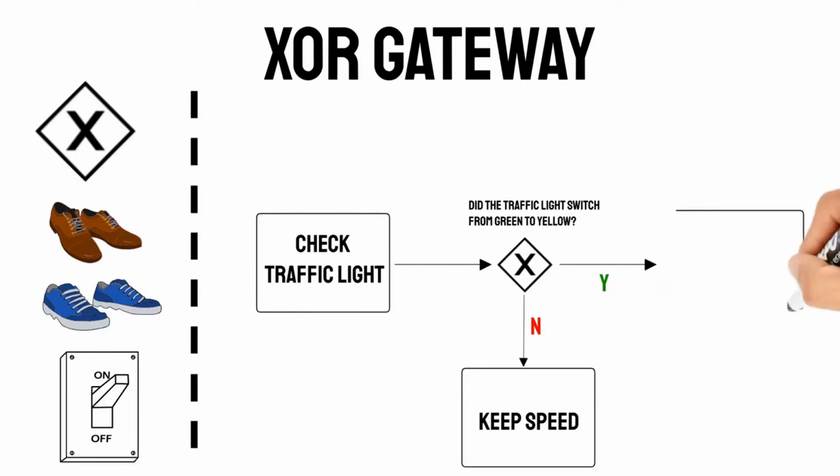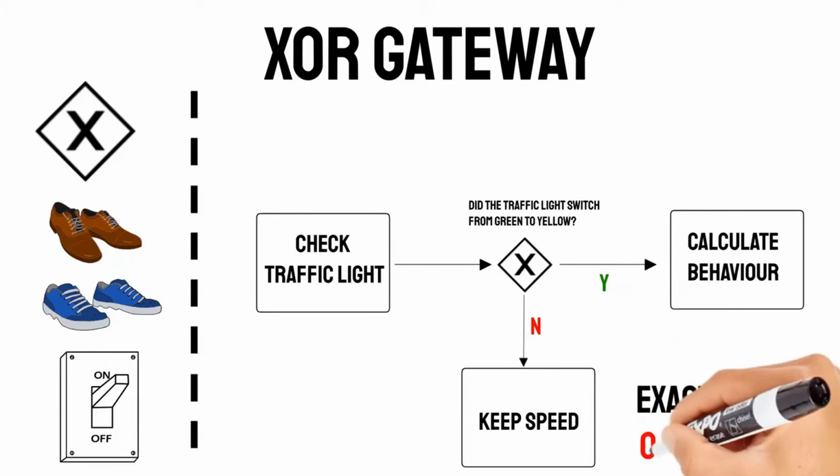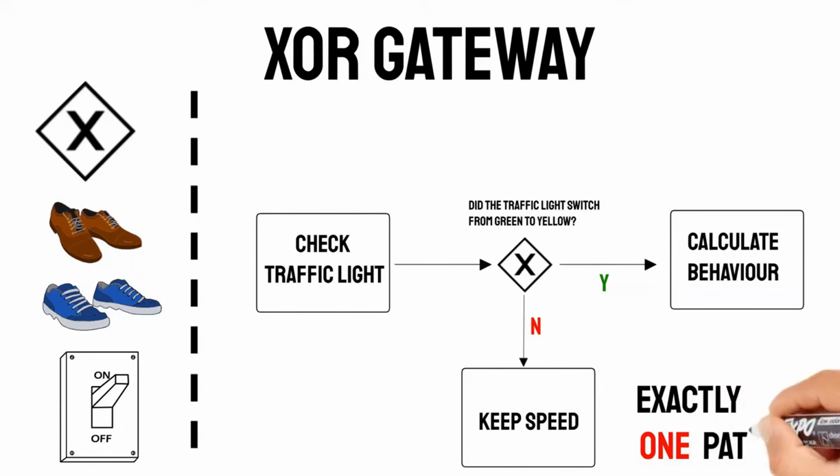In case the traffic light switched from green to yellow, the car calculates its behavior, whether it should keep the speed, increase it, or start to slow down. Only one and exactly one path is valid here, never both.